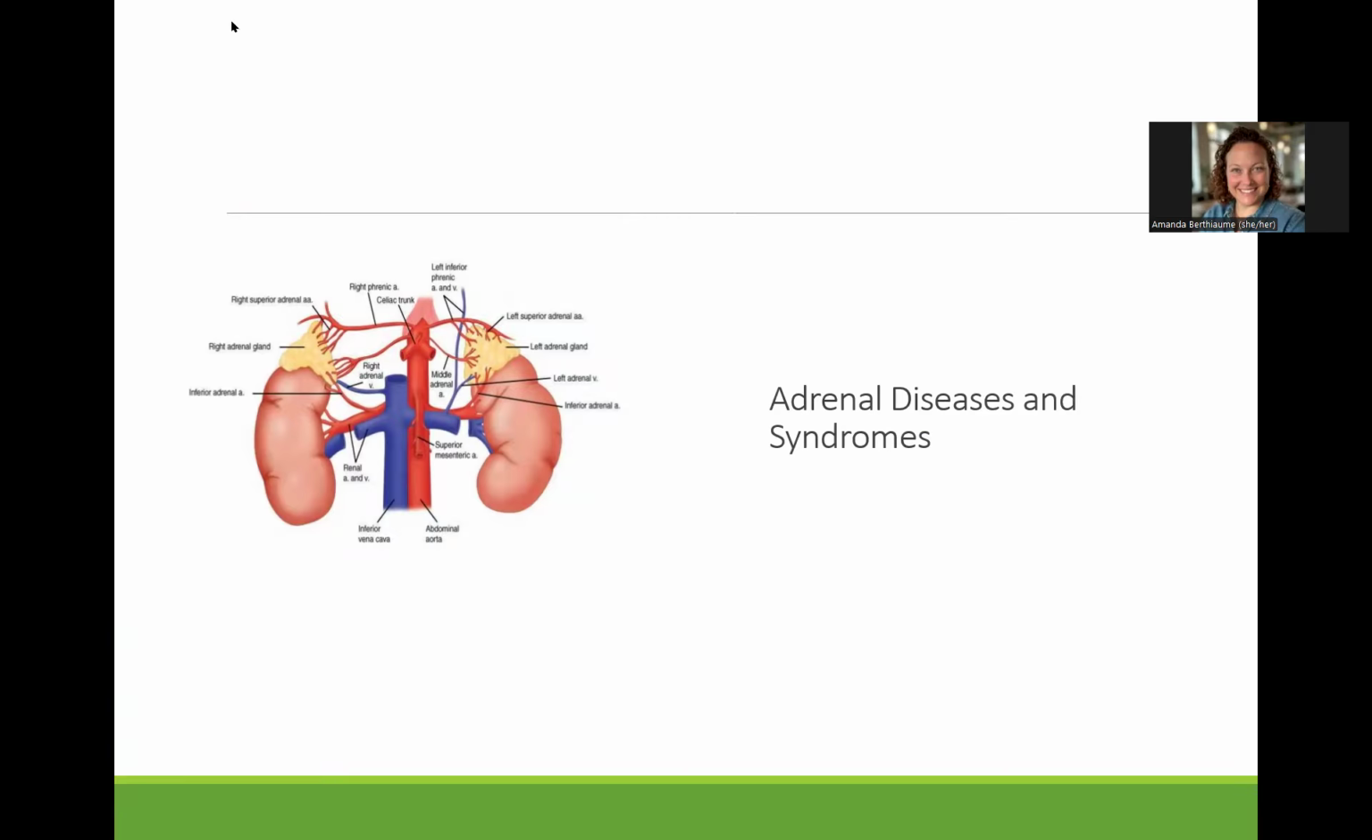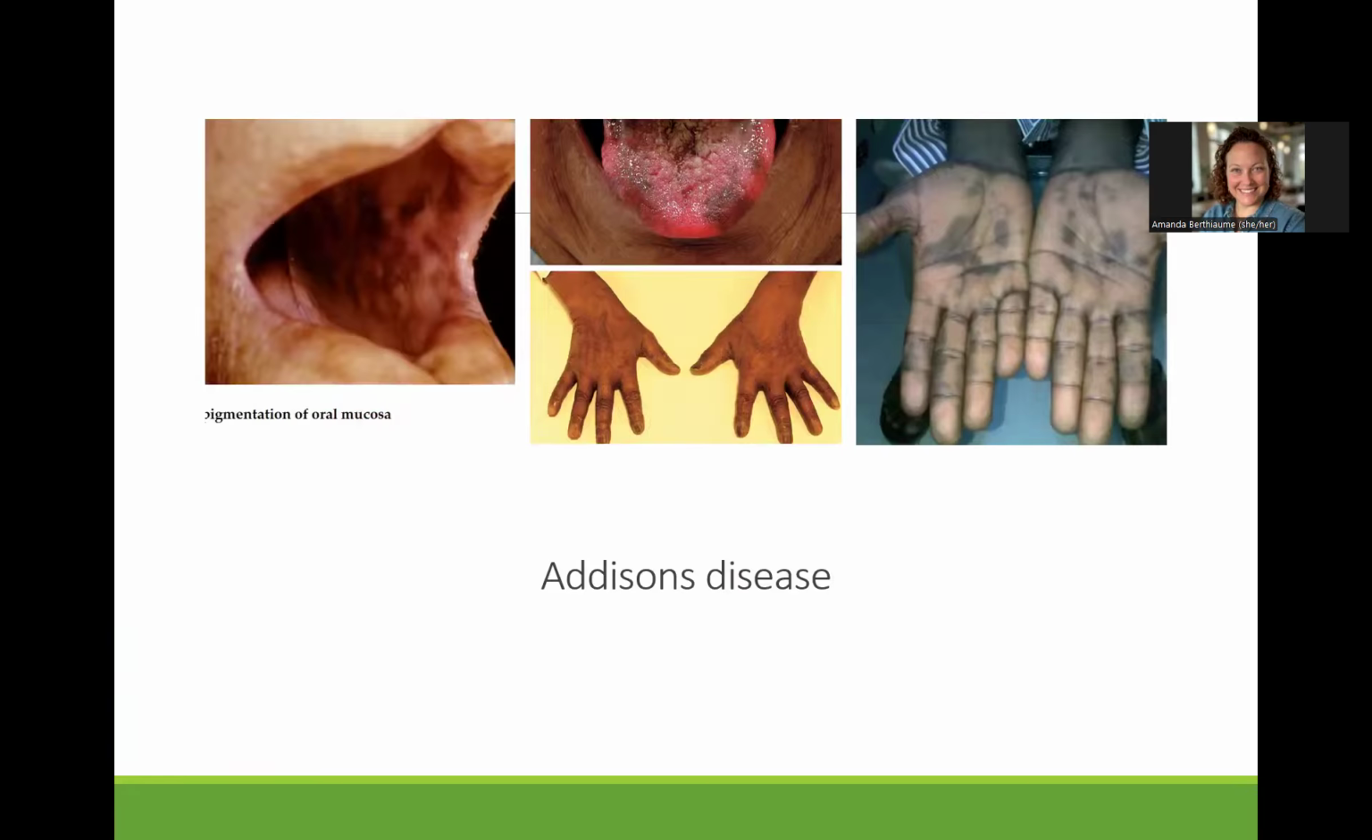Some pretty frequent autoimmune disorders you'll see are adrenal gland diseases and syndromes. So we all have adrenal glands, and if they are not firing properly, either too much or too little, it can have an effect on the rest of the body. And we've talked about this throughout the semester, but homeostasis, right? When one organ or issue is happening, it's going to affect the rest of the body.